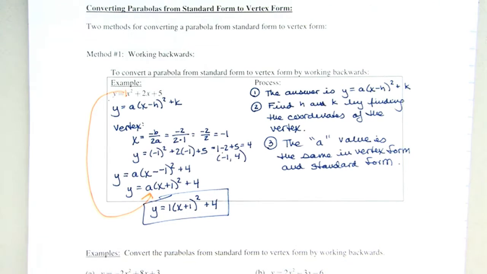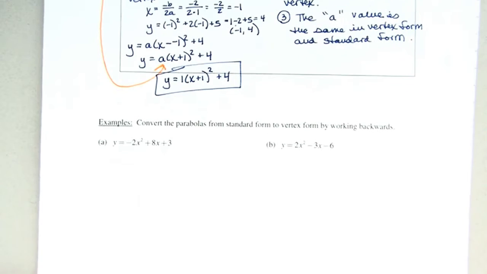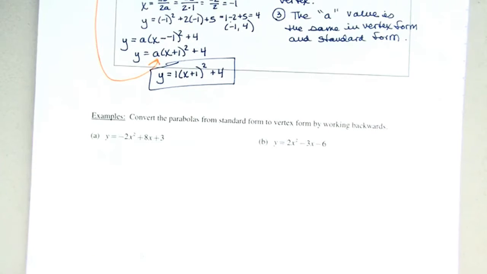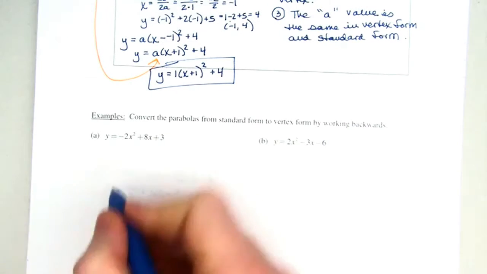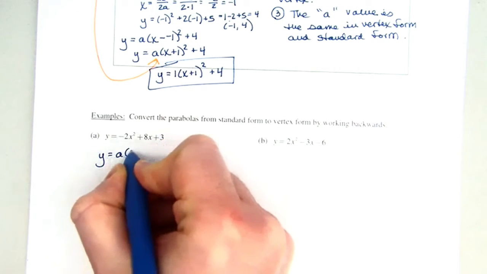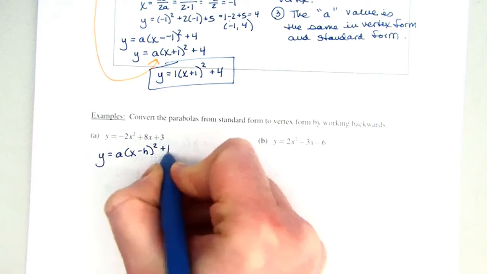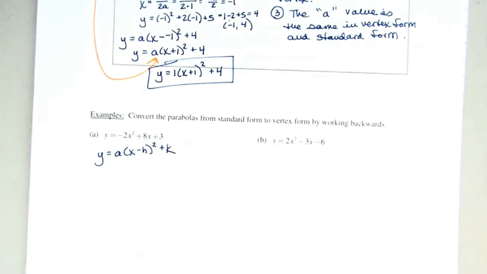I'm going to pause the video so you can get caught up on any of that you need to. Let's take a look at 2 examples. We're going to convert these from standard form to vertex form, and we're going to do it by this working backwards method. By the way, there are 2 total methods we need to be able to use for these problems, and you will have to be able to use both of them. Working backwards, I know the answer. y equals a times x minus h squared plus k. How about you take a moment, find the vertex, and you will submit that answer to Edpuzzle.